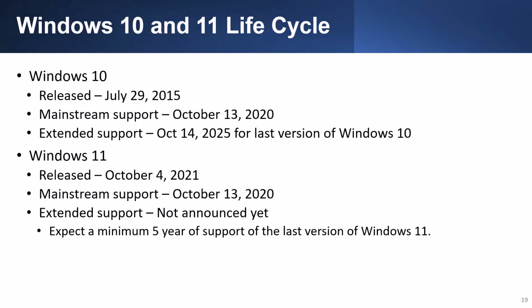Windows 10 was released July 29, 2015, and mainstream support went on to October 13, 2020. Extended support ended October 14, 2025, the last version of Windows 10. Windows 11 was released on October 4, 2021, and mainstream support goes until October 13, 2020 for the first release of Windows 11. Extended support is not announced yet. Expect a minimum 5-year support of the last release of Windows 11.